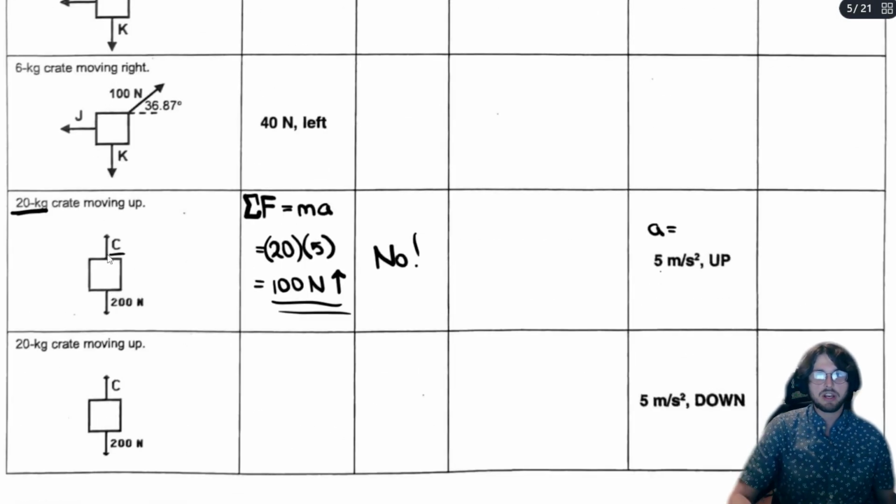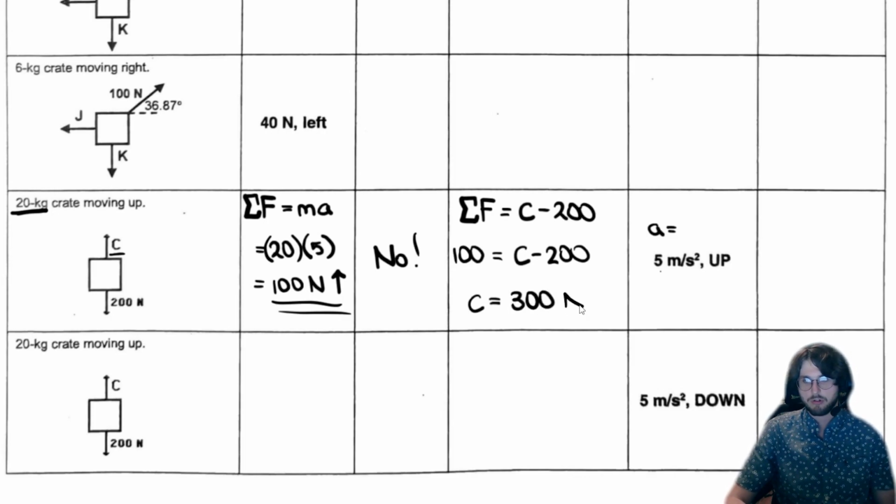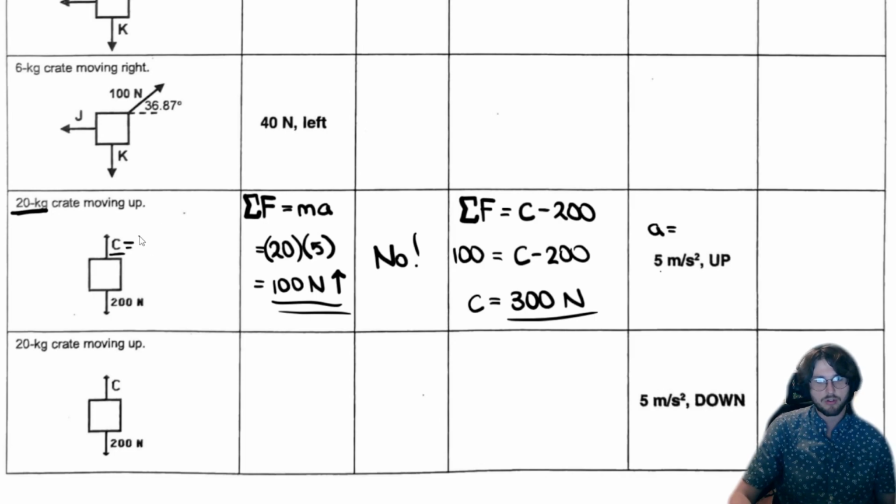And so finally, we need to figure out what this unknown force C is. So for that, we're going to write a different expression for net force, which is the same thing from before, which is C minus 200 newtons. Okay. And because we now have that net force quantity, we'll go ahead and sub that in as well. It'll be 100 equals C minus 200. And so again, if we add 200 to both sides to get C on its own, we will end up finding that C must equal 300 newtons for this crate, which makes sense because 300 minus 200 gives us that total force again, which is 100 newtons.